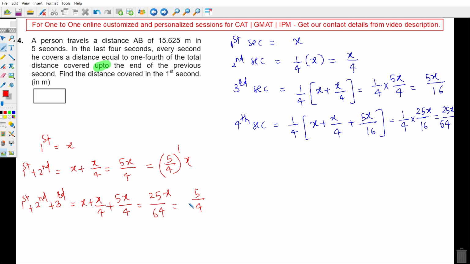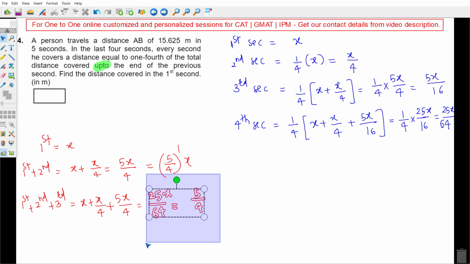One second, I think I made some mistake here. Let me correct this. This addition is equal to how much? Distance traveled in first second plus second second plus third second will be how much? x plus x by 4 plus 5x by 16. It will be 5x by 16.